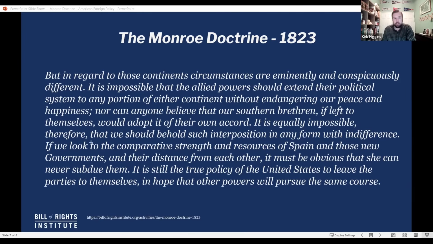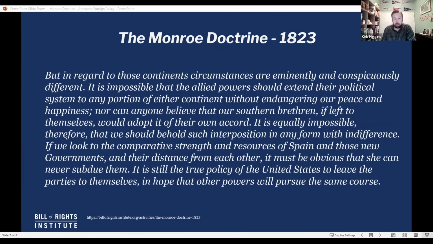"If we look to the comparative strength and resources of Spain and those new governments, and their distance from each other, it must be obvious that she could never subdue them." Meaning, look, Spain is not a strong nation. It's also far away from these colonies. It's basically time to let these countries live on their own and allow them to determine their own fate.